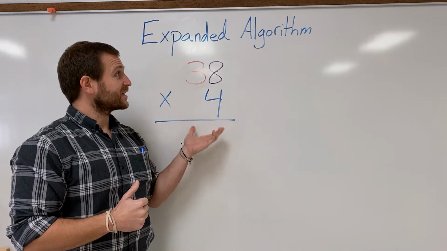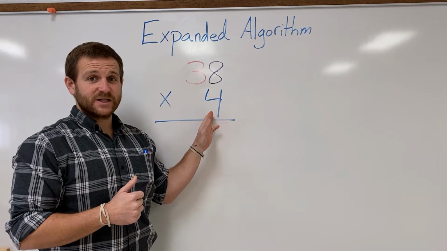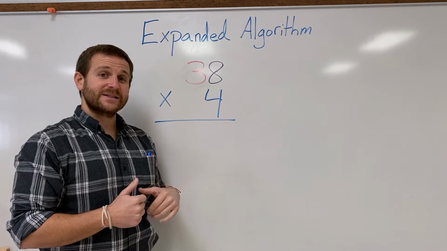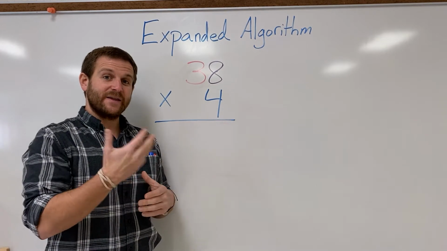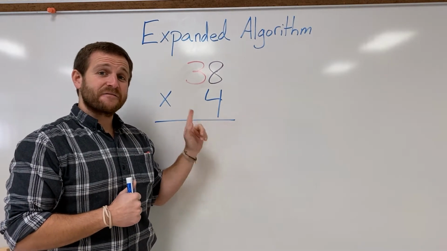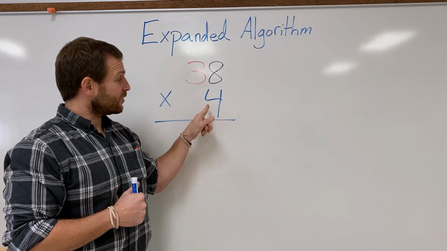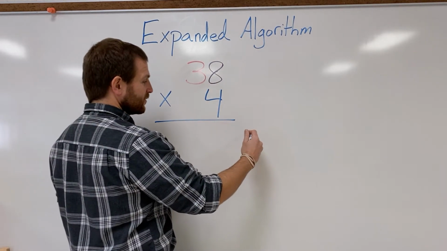So when it comes to single digit times double digit, I always like to start with my single digit. It's just going to give me less partial products later on, and it will work out once we get into our standard algorithm in the next lesson. So I'm going to start out with my 4 here, and the first partial product we're going to get is from multiplying 4 times 8. So I'm even going to write the equation right here.